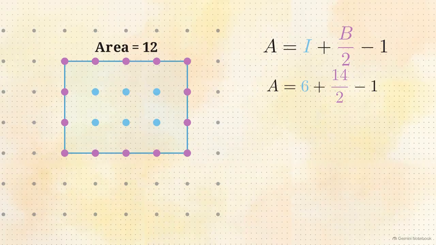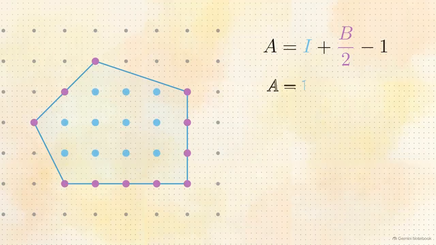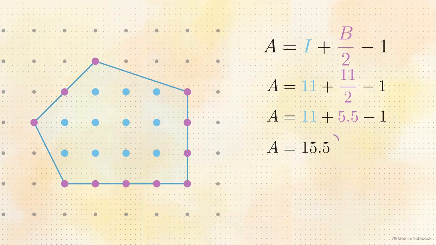Plugging those numbers into the formula, we take the 6 interior dots, add half of the 14 boundary dots, and subtract 1. 6 plus 7 minus 1 equals 12. Now we can apply this to the irregular polygon from earlier. For this shape, the grid reveals 11 interior dots and 11 boundary dots. In the formula, that's 11 plus 5.5 minus 1. The result is an area of exactly 15.5.